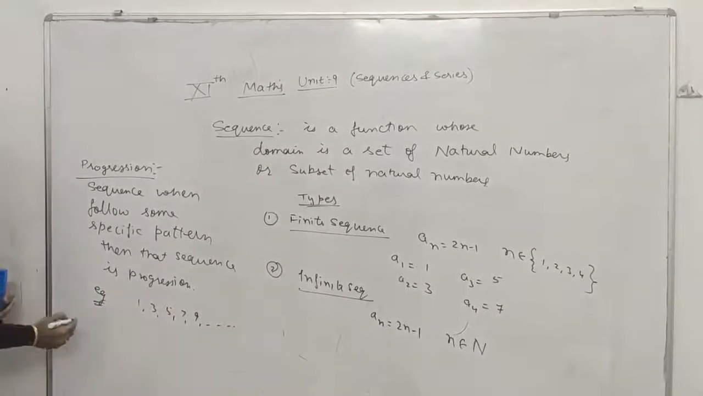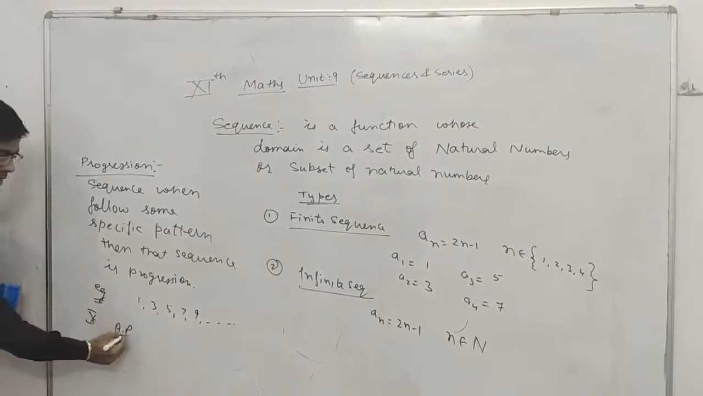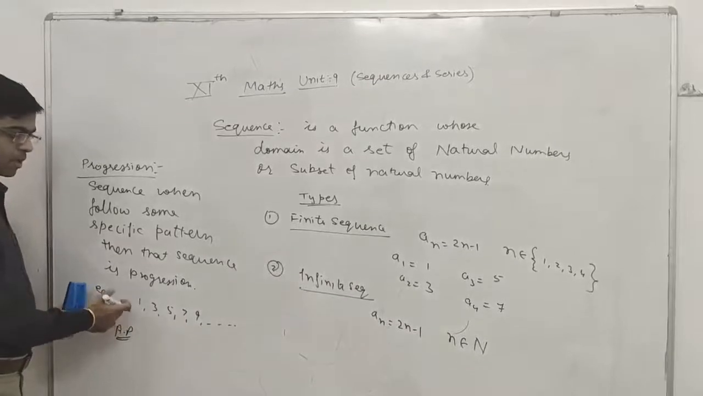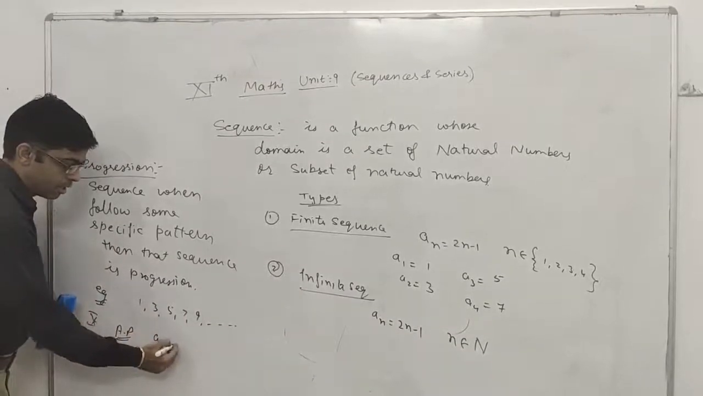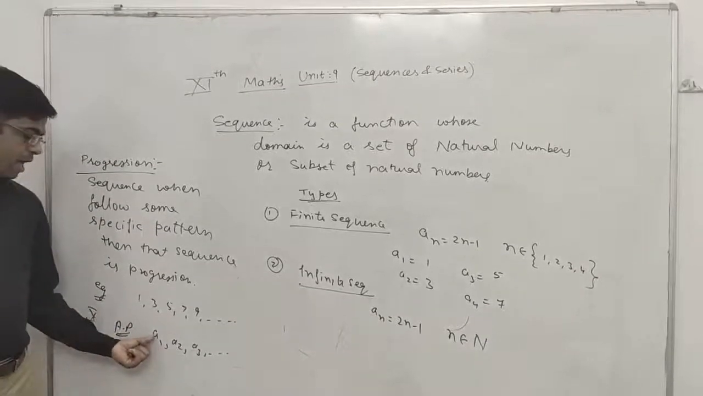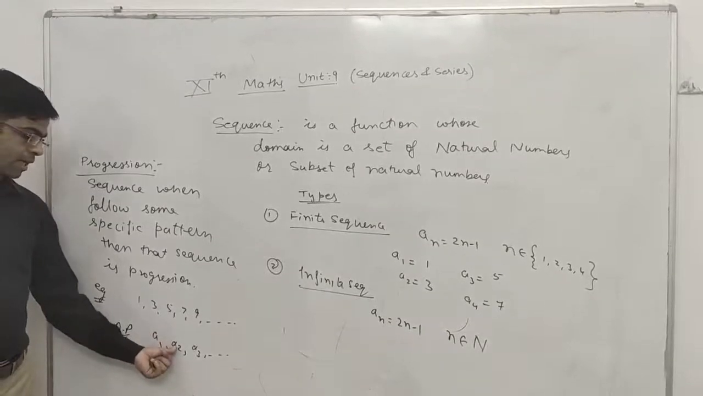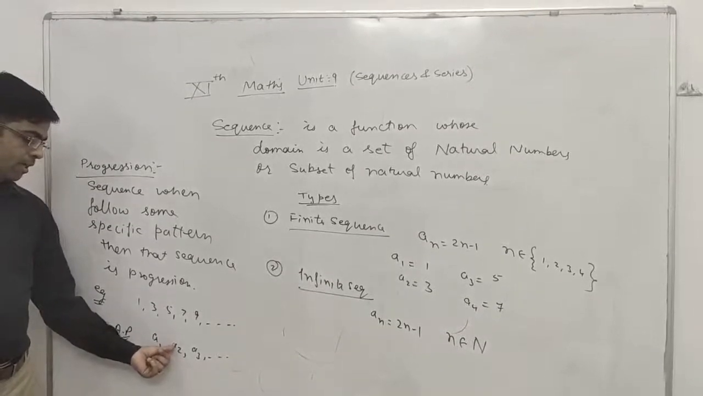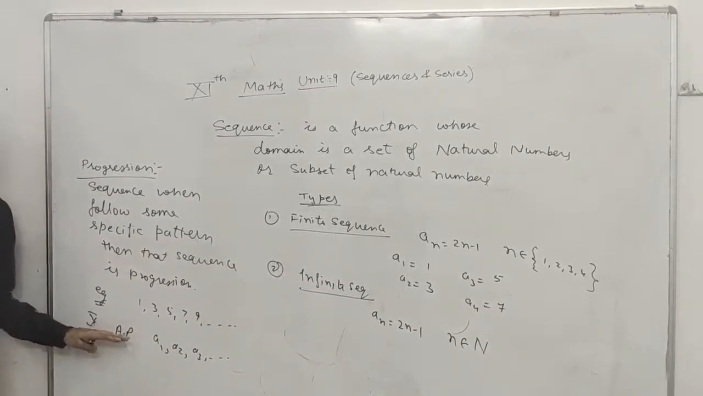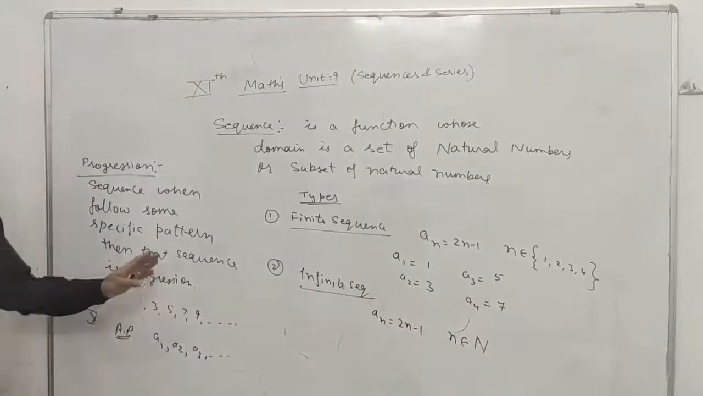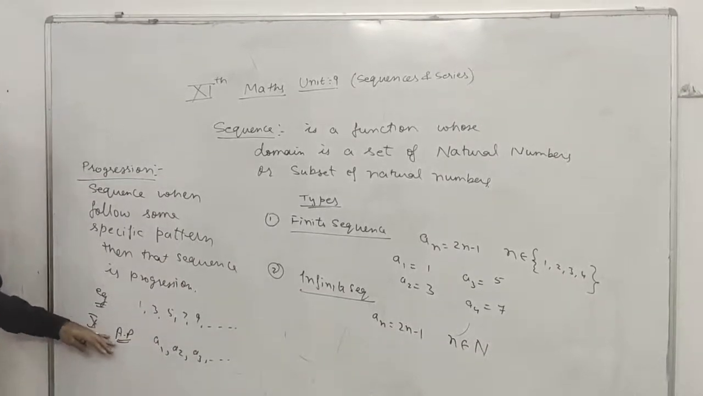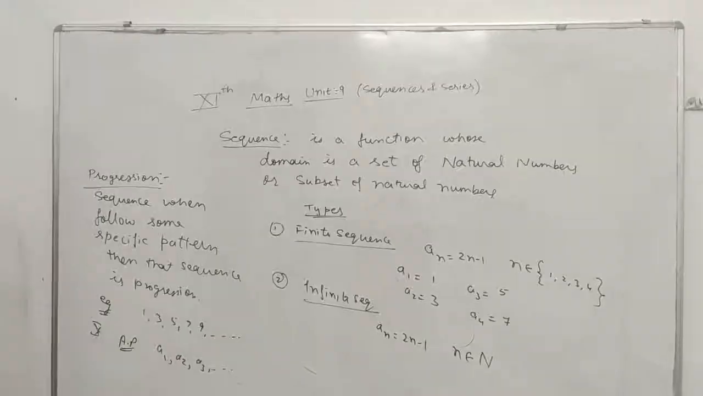Another example we studied in class 10, AP, that is arithmetic progression. What is AP? It is a special type of progression in which for each and every successive term there is a common difference. Means if we add the common difference to the first term, we get the second term. If we add the common difference to the second term, we get the third term. So this is another example of progression. There are some more examples in this unit also, that is geometric progression. You will study GP also, that is also an example of progression.